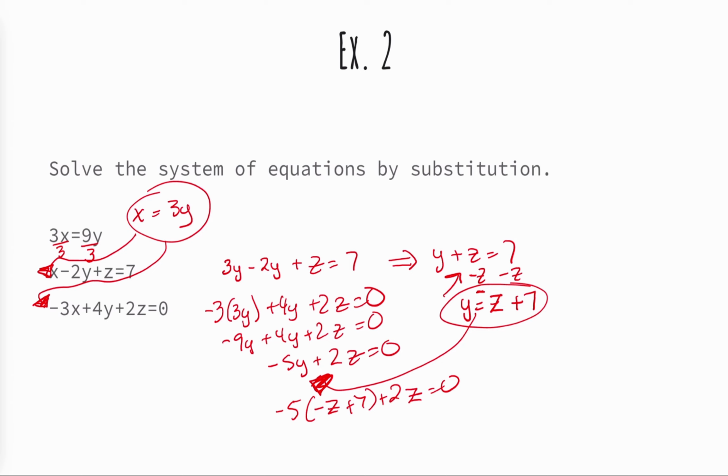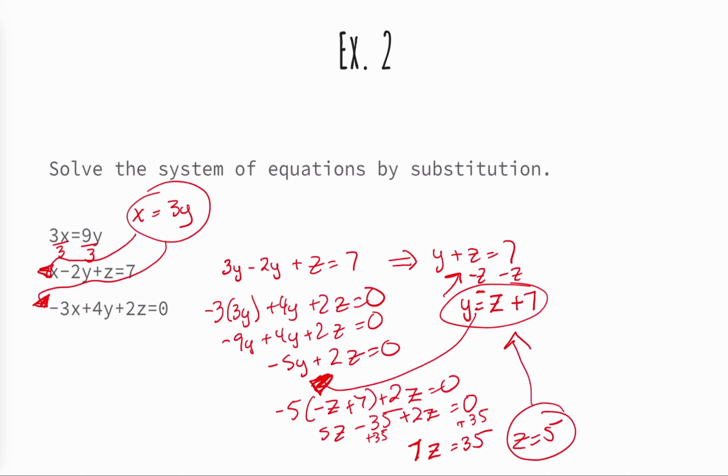That's going to be 5z minus 35 plus 2z equals 0. We'll add the 35 to both sides and combine our like terms. So we get 7z equals 35, which means that z equals 5. Now take that, plug that in to solve for y. So y equals negative 5 plus 7, which is 2.